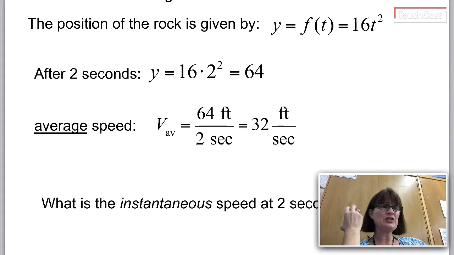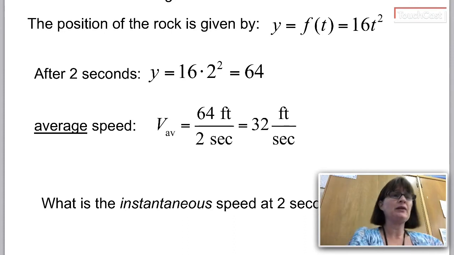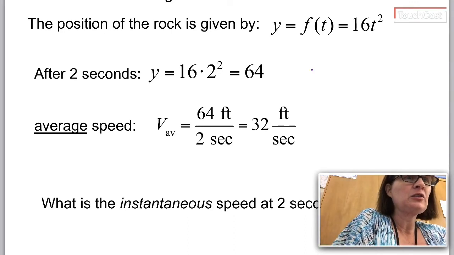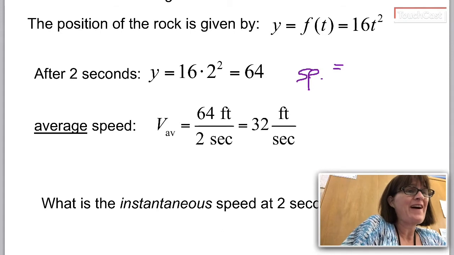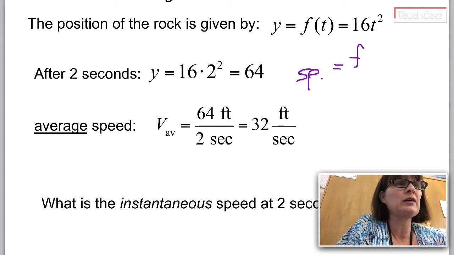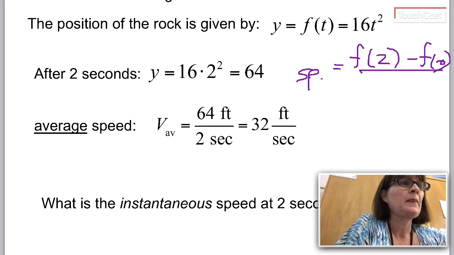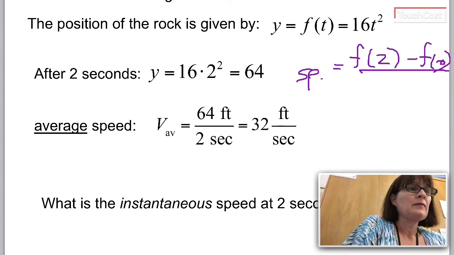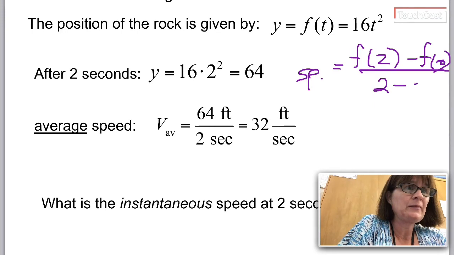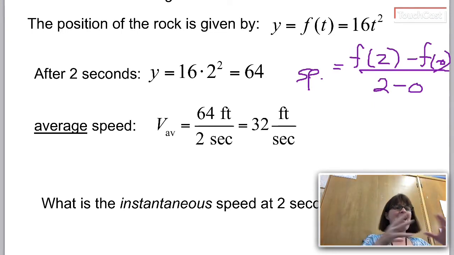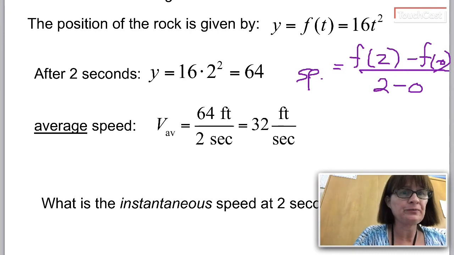So before I move on to the next slide, let's just recall what we did here to compute average speed. We figured out, I'm going to call that speed, was the change in distance divided by the change in time. Well, how did I find the change in distance? I had to figure out f of 2 and subtract f of 0 over the change in time. The beginning time was time 0, the ending time was time 2, so my change in time was 2 minus 0. So that gave me average speed over the time interval 0 to 2.